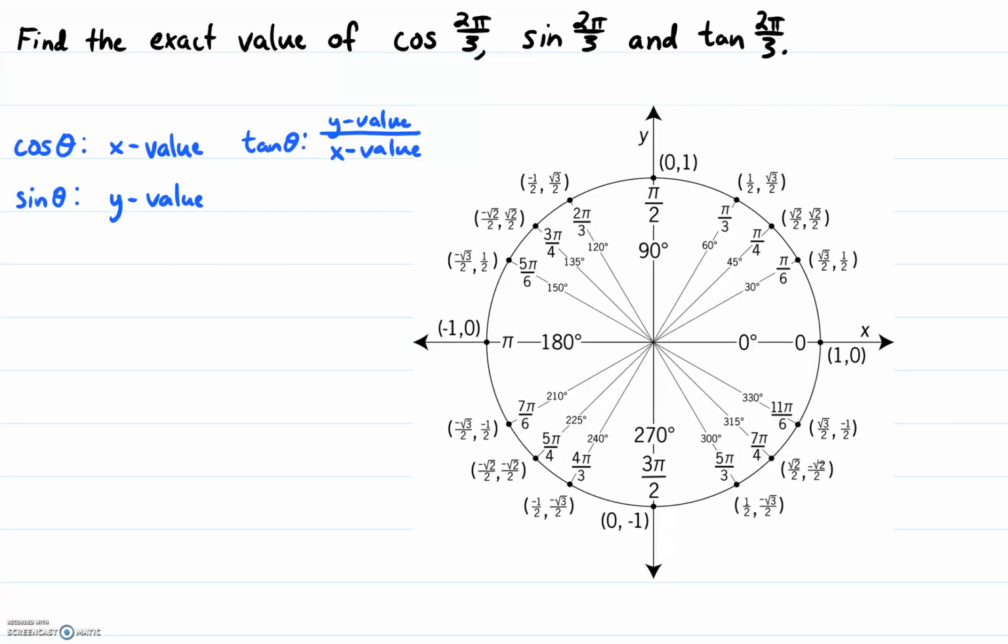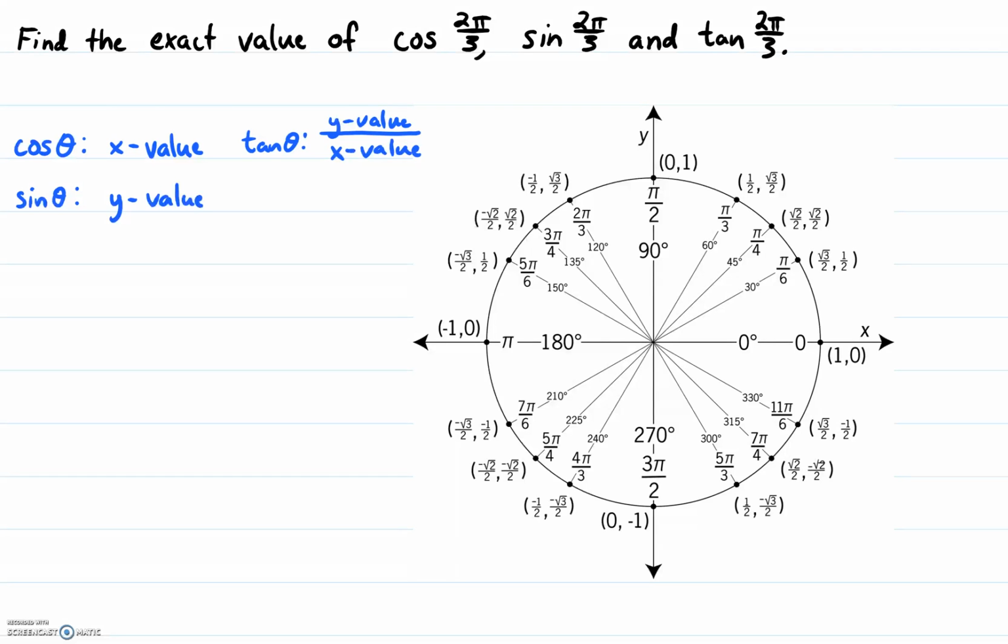In this video, we're going to talk about how to find the exact values of cosine 2 pi over 3, sine 2 pi over 3, and tangent 2 pi over 3. And in general, the strategy we're going to discuss will work, of course, for any angle that you find on the unit circle, any point corresponding to an angle. So the particular angle that we're looking at is 2 pi over 3.